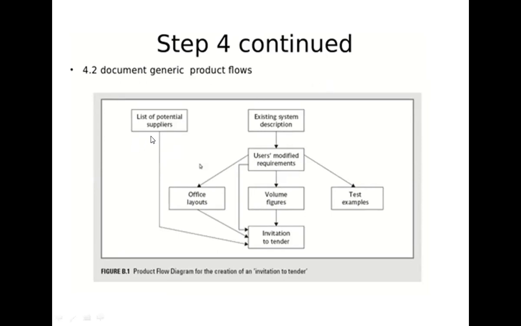List of potential suppliers. This list of potential suppliers comes under the invitation to tender. So potential suppliers come under invitation to tender. See this flow chart. This flow chart we call a product flow diagram, PFD. PBS and PFD we discussed in 4.3.